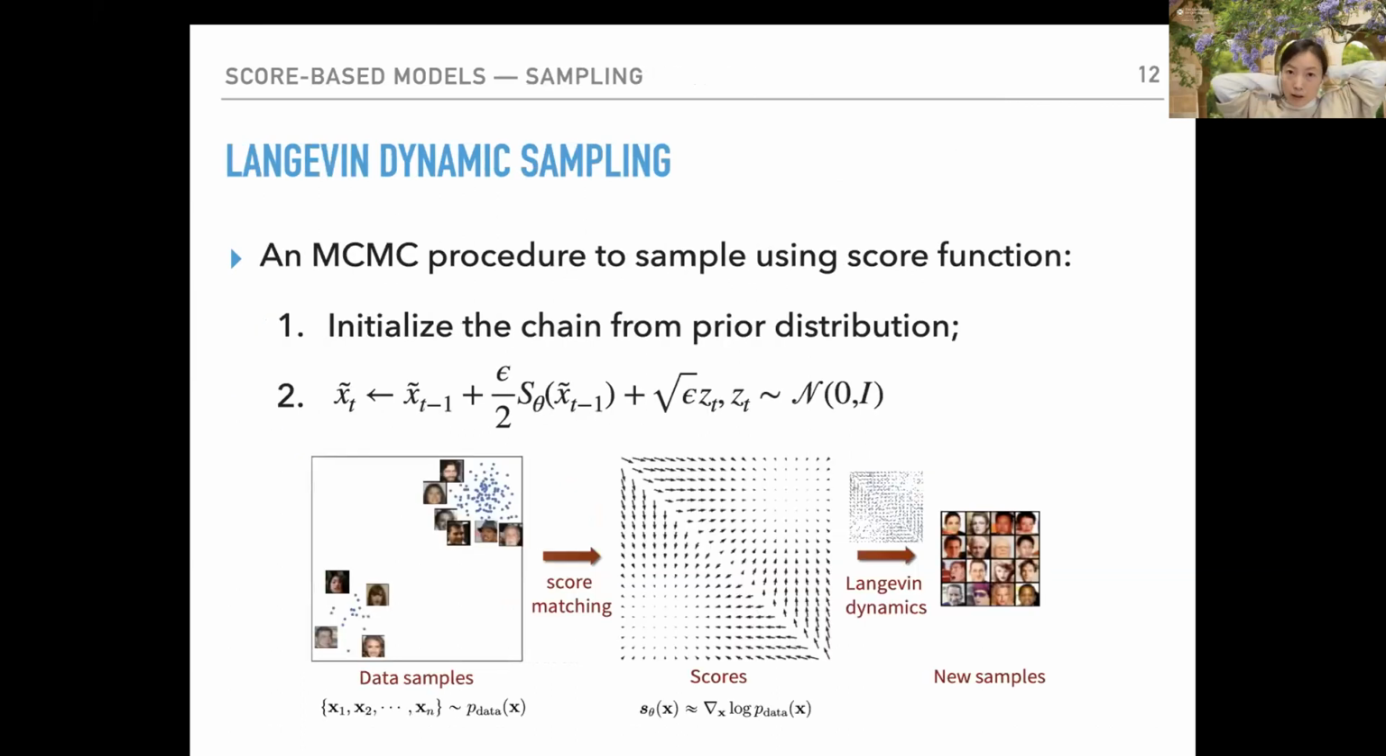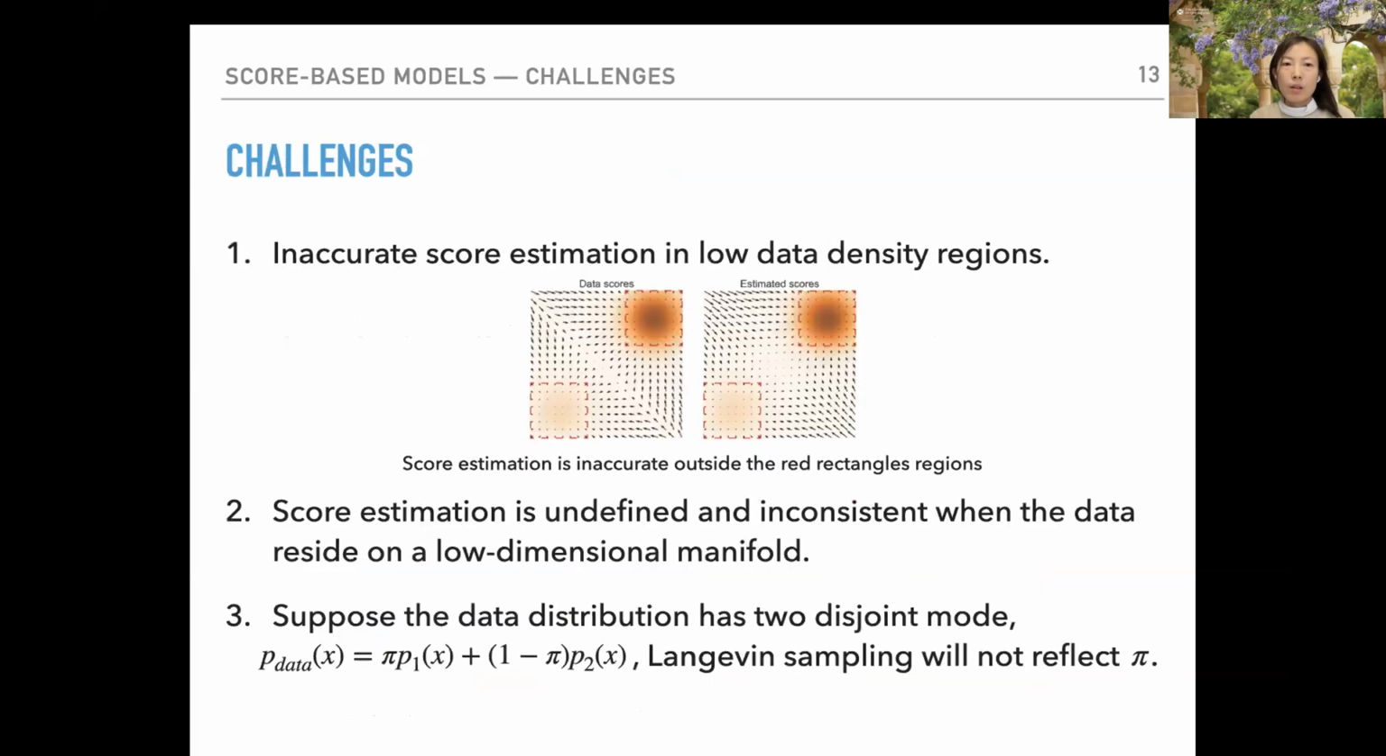And after learning the score function, we can use Langevin dynamics to sample new data points. The procedure is that first we initialize the chain from the prior distribution, and then we update the procedure following this formula, using the score function we have learned before.